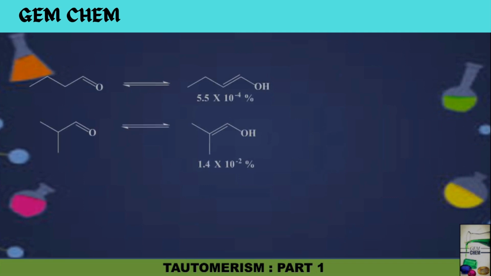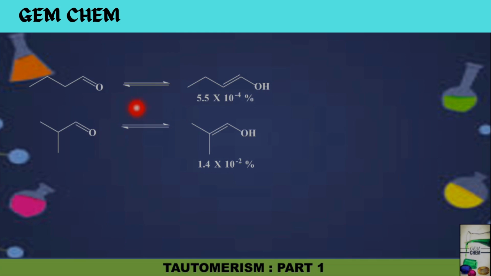Next, if we see this example, you can see that we have taken two aldehydes only, and the difference is in this carbon, that is the carbon just after the carbon-oxygen double bond. This carbon is known as the alpha carbon. So this carbon as well as this carbon has different alkyl groups attached. In this case you have an ethyl group attached, and in this case you have two methyl groups attached.